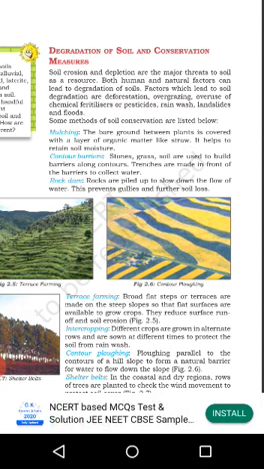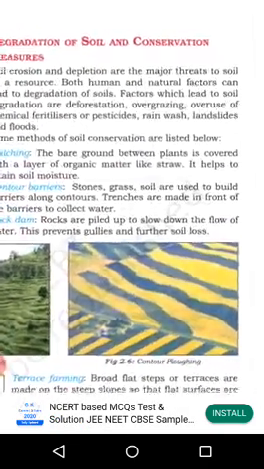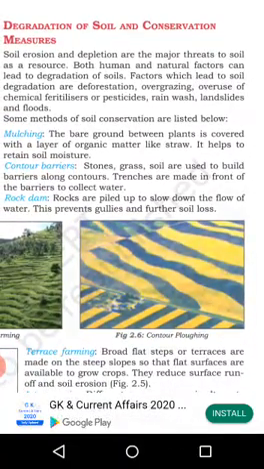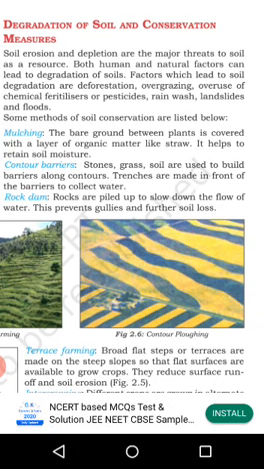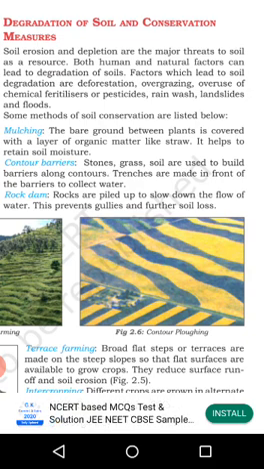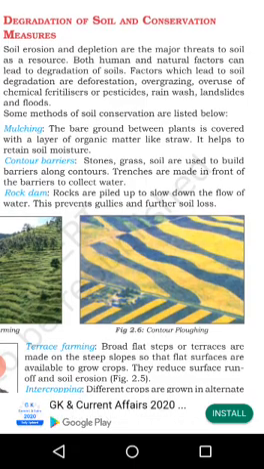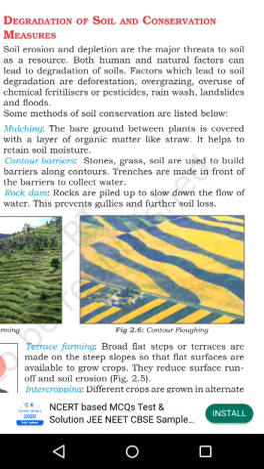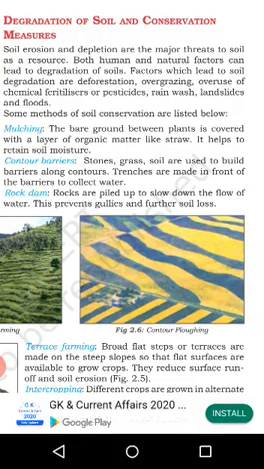The first thing you should know is that because of some human and natural factors, the degradation of soil is seen. Human and natural factors are responsible for the degradation of soil. Then what are the factors? These are deforestation, overgrazing, overuse of chemical fertilizers or pesticides, rainwash and landslides and floods.